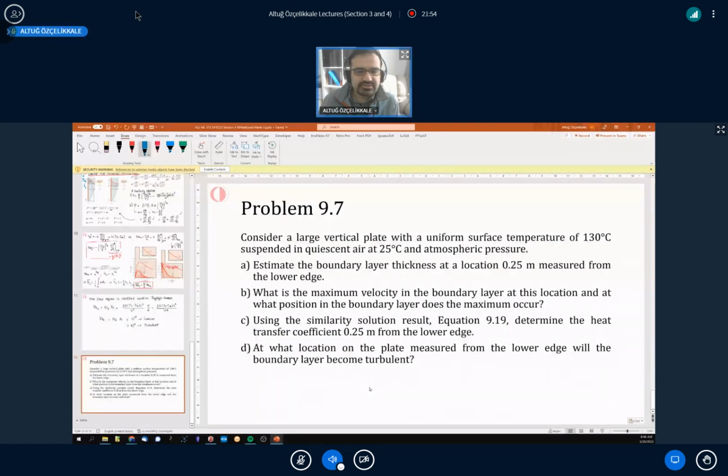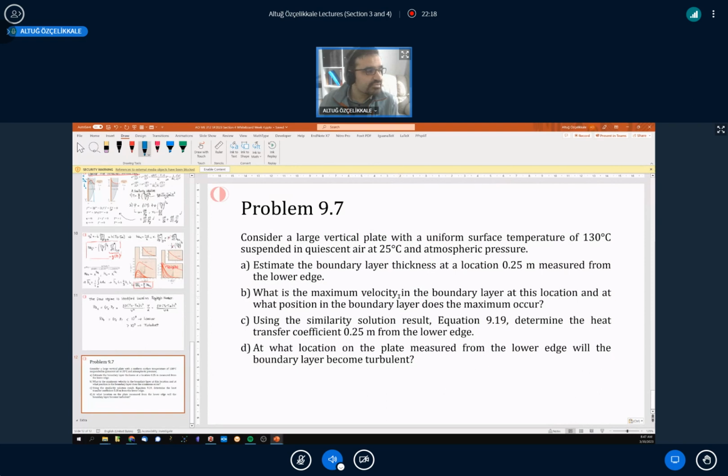And in part C, using the similarity solution that we did, we are being asked to estimate the local heat transfer coefficient at the same location from the lower edge. And then the question is, at what location on the plate measured from the lower edge will the boundary layer become turbulent?